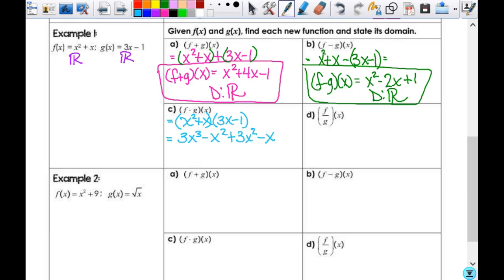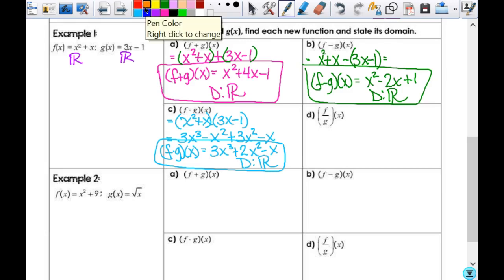Everybody good? So that means that f times g of x is equal to 3x cubed plus 2x squared minus x. And my domain is all real numbers. Everybody okay with all that?